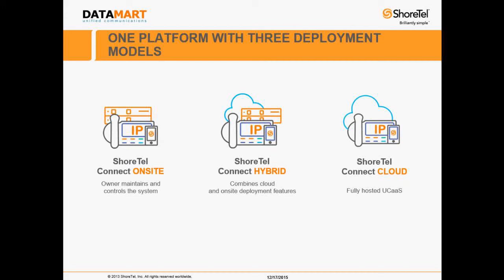Again, this is a review of the three deployment models. There's on-site only, where you own and maintain the control of the system. There's cloud, which is fully hosted UC as a service. And there's hybrid, which is combining cloud and on-site features. So the hybrid model, that's going to be evolving as time goes on, and we'll show you what exists today, and there's going to be more coming in the hybrid space moving forward. And we see hybrid as a very exciting offering because, again, it blends the best of both worlds.